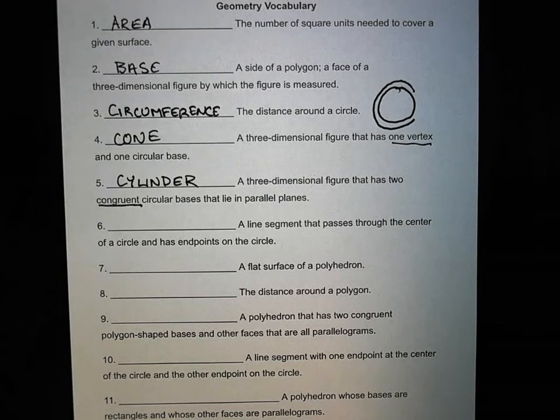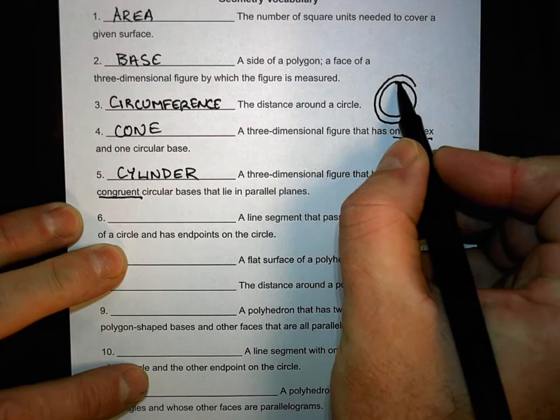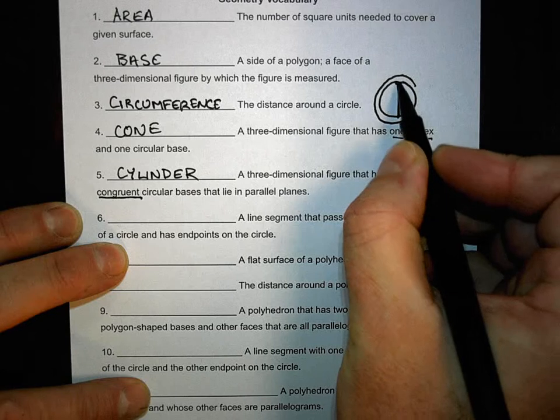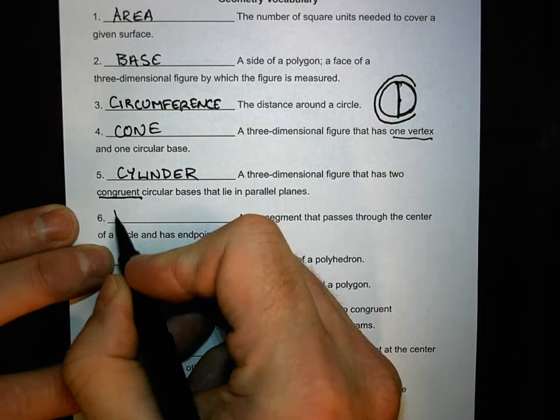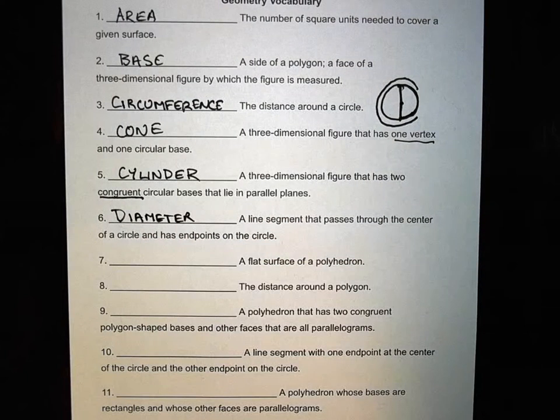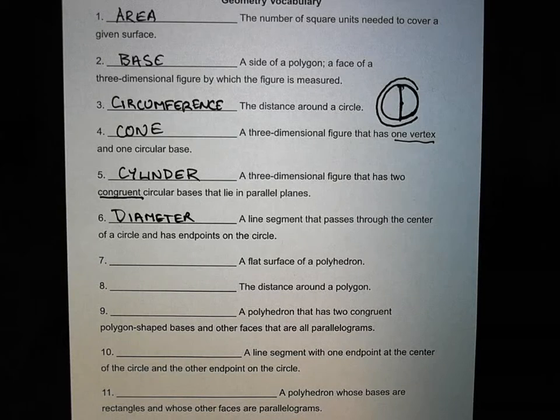So, what's a line segment that passes through the center of a circle and has endpoints on the circle? Let's go back to our circle. Notice it passes through the center of the circle and has endpoints on the outside of the circle. What letter is this? A D. It's the diameter. It tells us how wide the circle is. On the hemisphere, around its circumference, if you draw from top to bottom, you get the diameter.